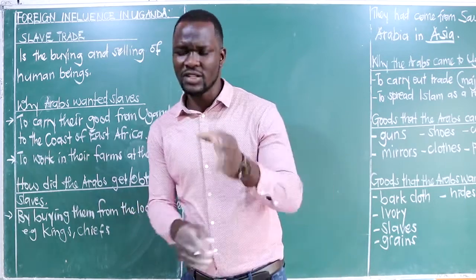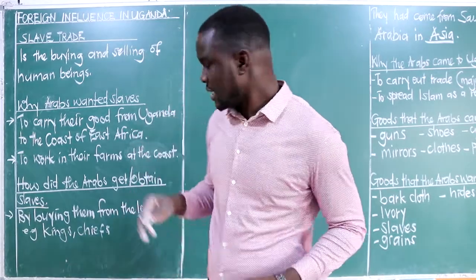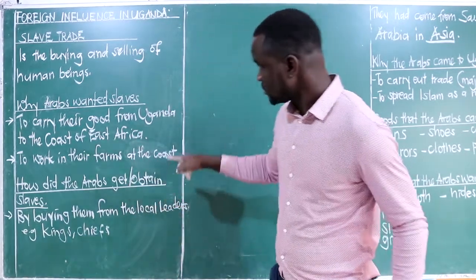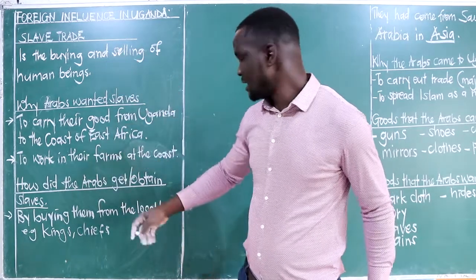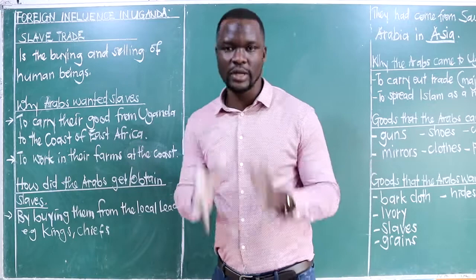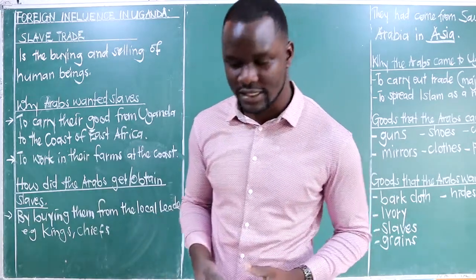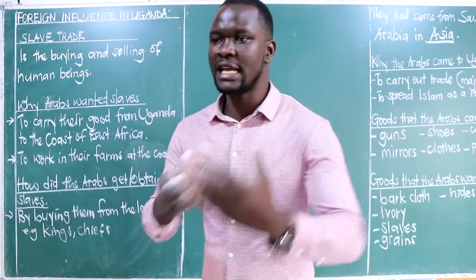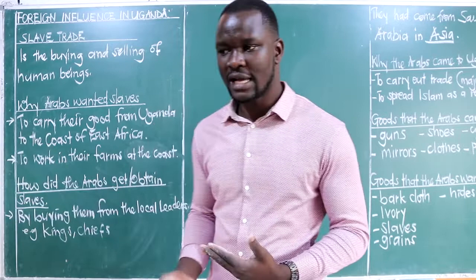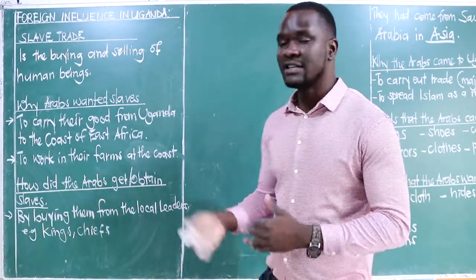And that is the reason that will make us to note in our primary 5 class that during slave trade, during the time when these people were being sold and bought, the local leaders were enjoying life. In other words, they were benefiting a lot from it. How? They were able to get items and they sell people as a way of paying back. So they were benefiting from slave trade.